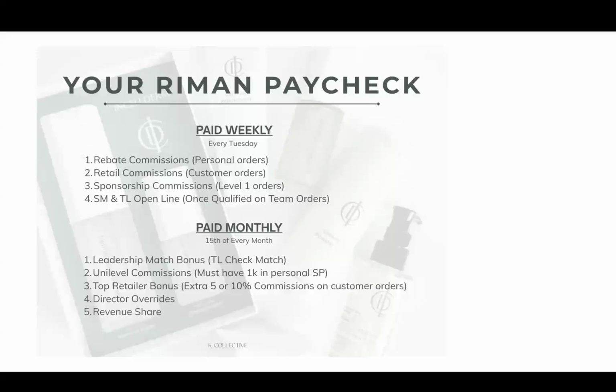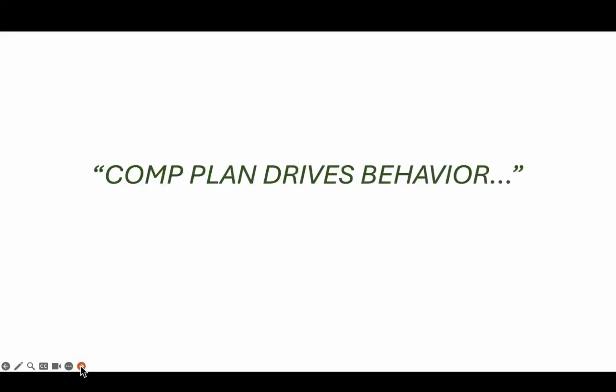Now, paid monthly, once a month, on the 15th of every month, is going to be the leadership team leader check match bonus. Uni level commissions, you must have 1,000 in personal SP to unlock the uni level. Top retailer bonuses. So this is the 5 or 10% extra they give you on top of the retail. That's calculated for the calendar month. Obviously, director overrides and rev share as well. Okay. So as you know, just keep in mind, as a bullet point, we get paid weekly and we get paid monthly.